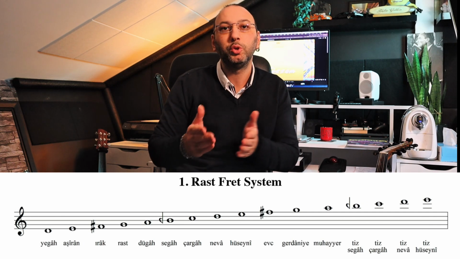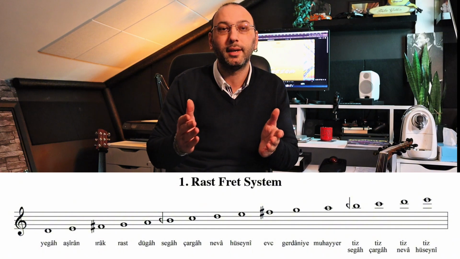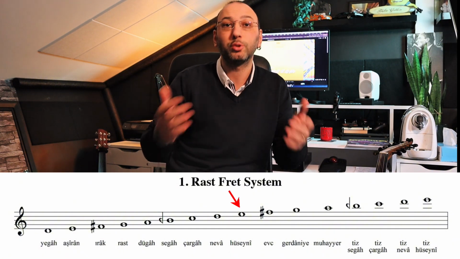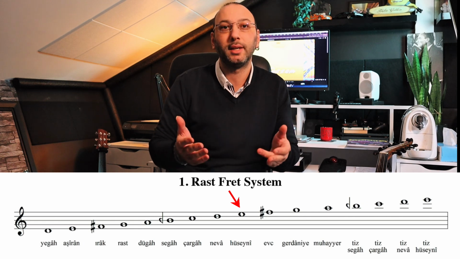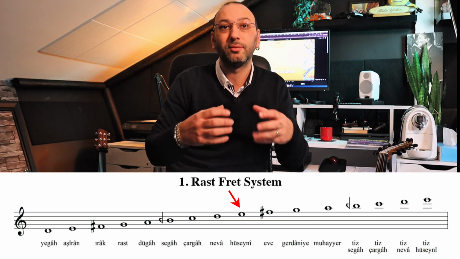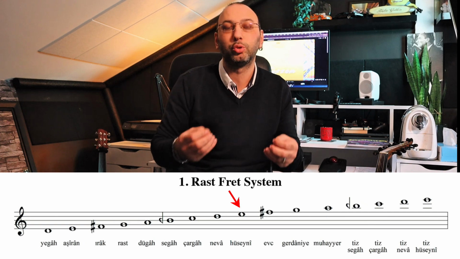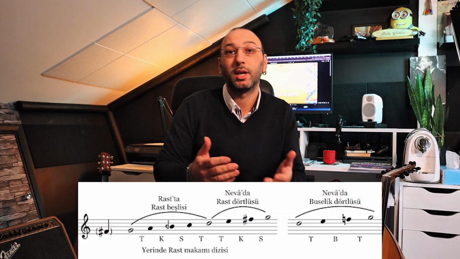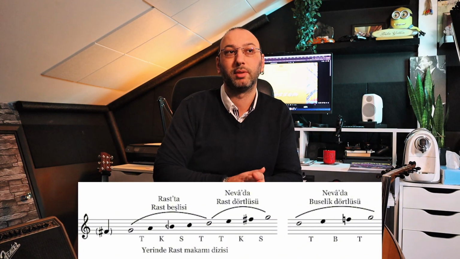And similarly, when we use the notes between çargah and muhayyer and resolve on Hüseyni without stopping on any other notes, that's called Hüseyni because we are staying on the Hüseyni fret, the Hüseyni note. That's why it's called Hüseyni. This shows us how basic makams work and how easy it is to understand and memorize their characters. This is a simpler and more melodic way to learn makams compared to theoretical systems like the Arel-Ezgi-Uzdilek system, which I prefer not to use for the last 15, 16 years.